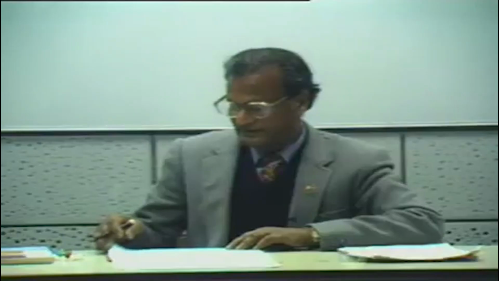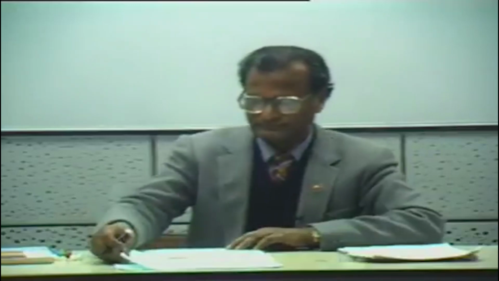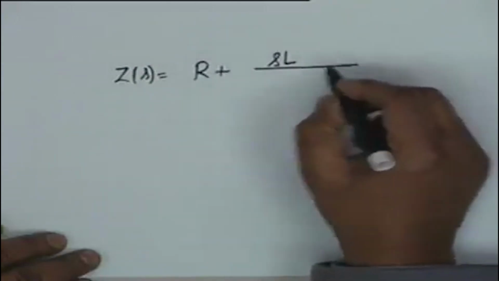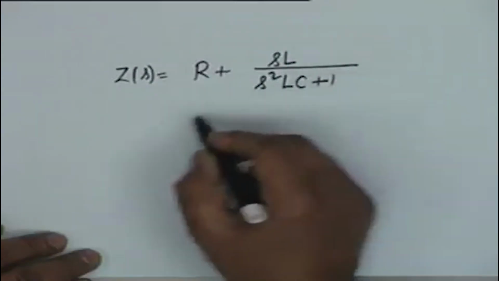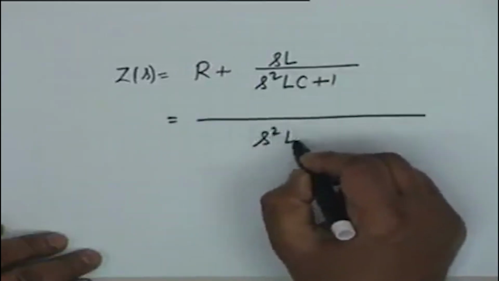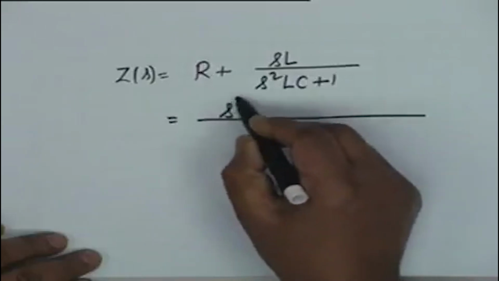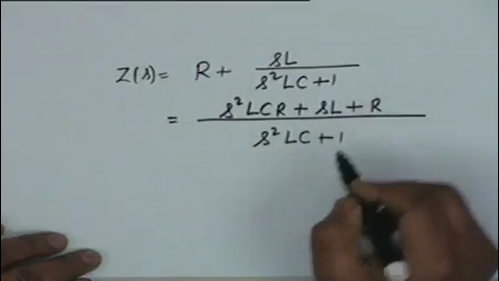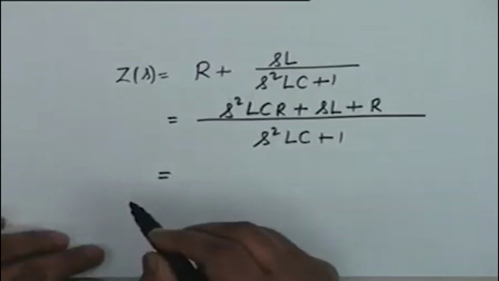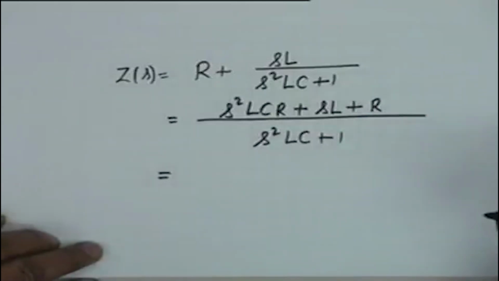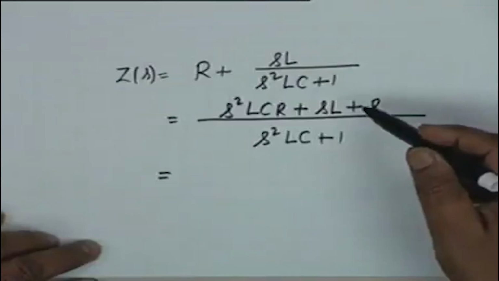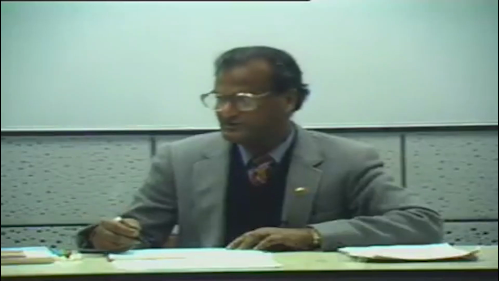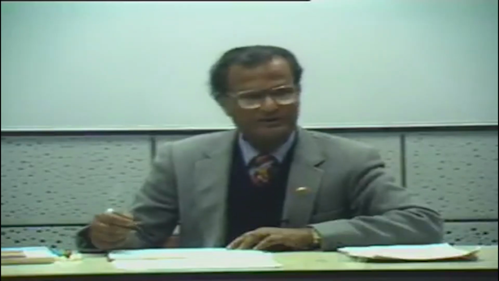I can simplify this further. Z of s is equal to R plus sL divided by s squared LC plus 1. I can write this as s squared LCR plus sL plus R over s squared LC plus 1. It is usual to write such expressions. Obviously this expression is a rational function. It is a ratio of two polynomials.